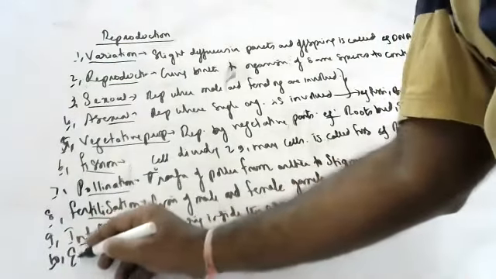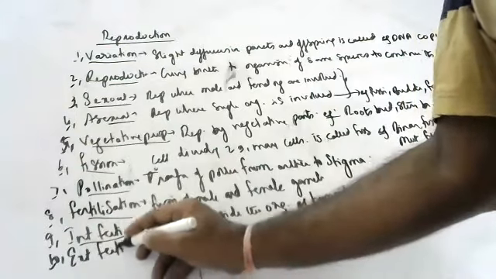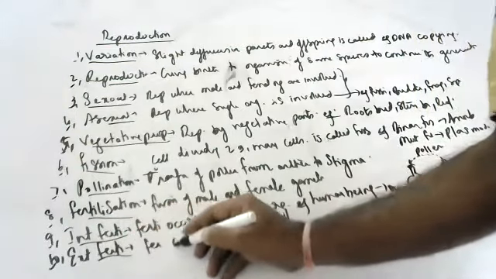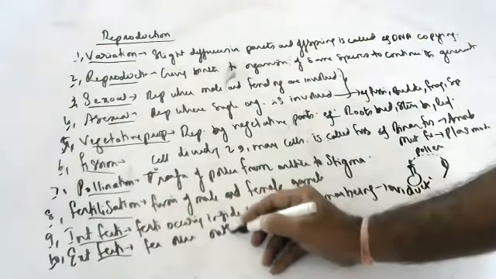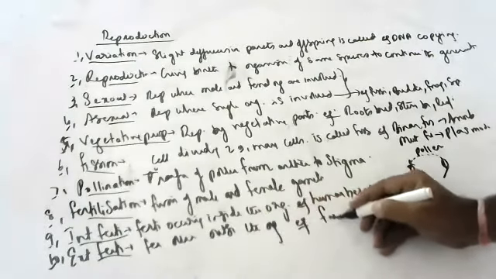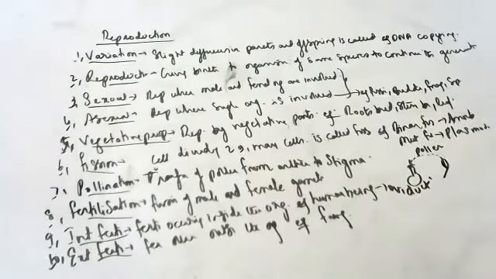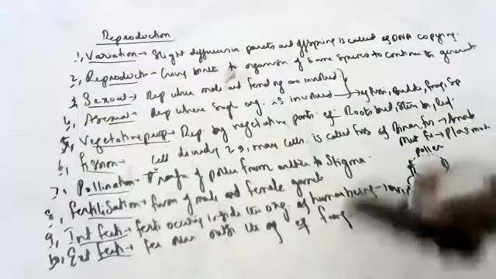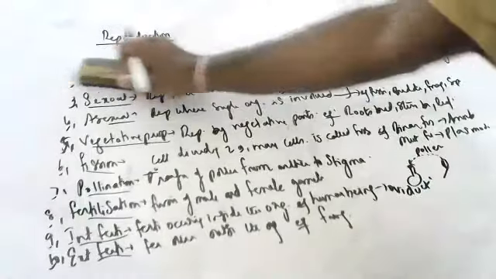In the same way, external fertilization is fertilization occurring outside the organism. For example, in a frog, fertilization occurs outside the body, in the water. Whatever definitions I remember, I will tell you, children. If you remember anything, you can also share.